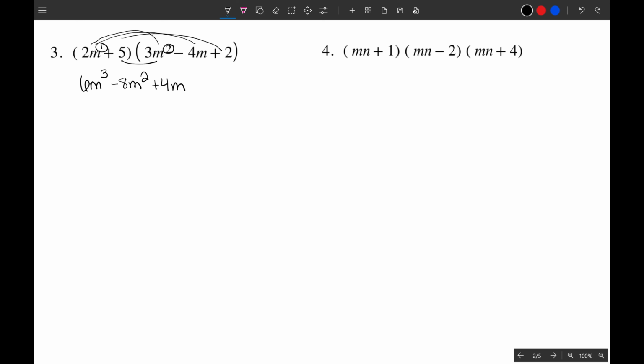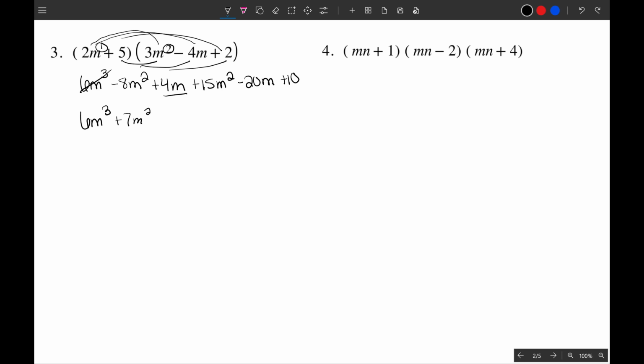5 times 3m squared is 15m squared. 5 times negative 4 is negative 20m. And 5 times 2 is 10. Then again, you're going to just put this in degree order. My biggest degree is 3, and I only have one of those, so 6m to the third. I have a negative 8m squared and a 15m squared. That's going to give me a positive 7m squared.